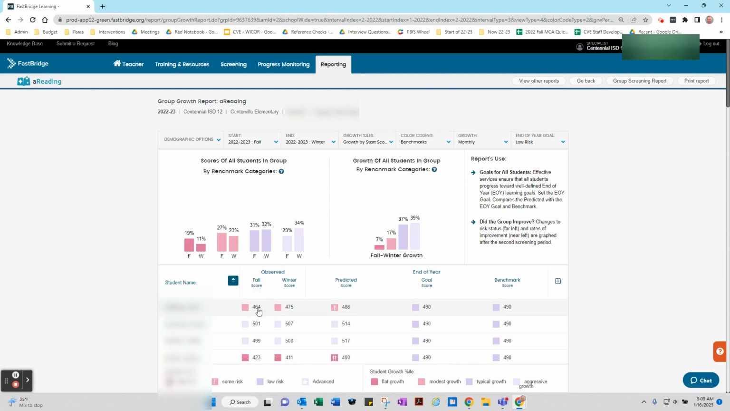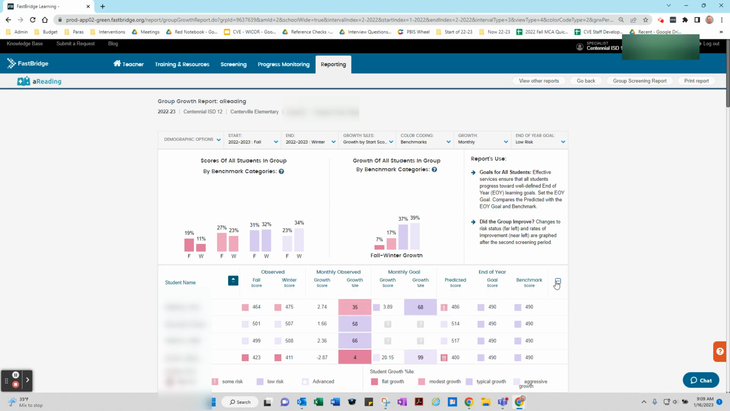This particular student had a 464. What this will do is allow us to compare any student across the nation who started with a 464 with this student and see how our student did in terms of growth compared to the rest of the nation. The last thing we have to do is go over to this plus sign to allow us to see more data.